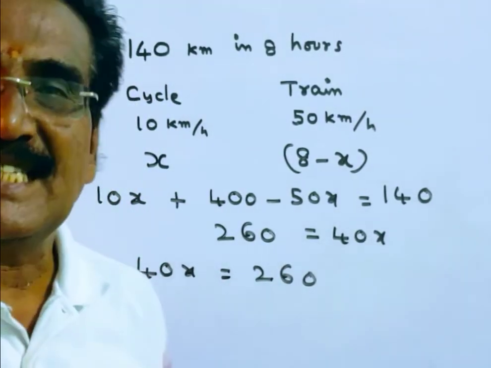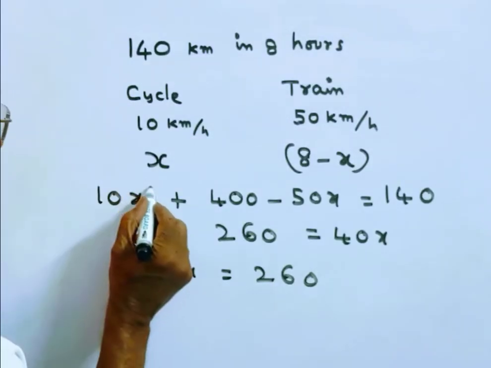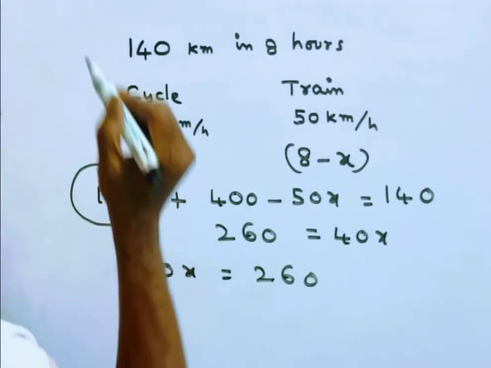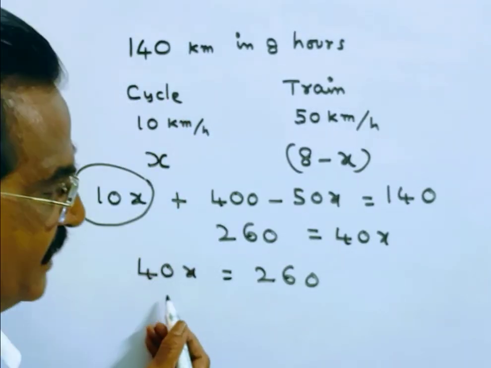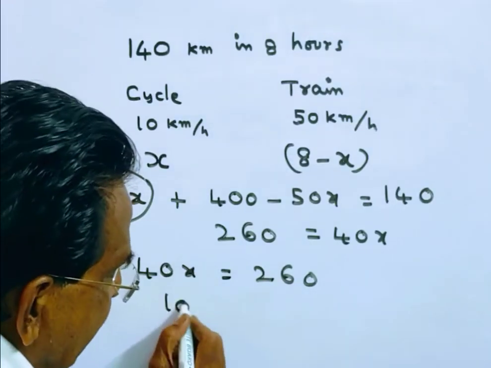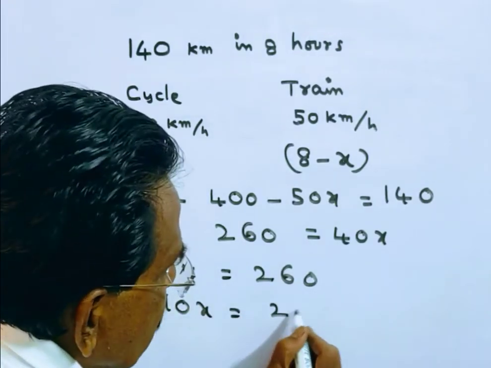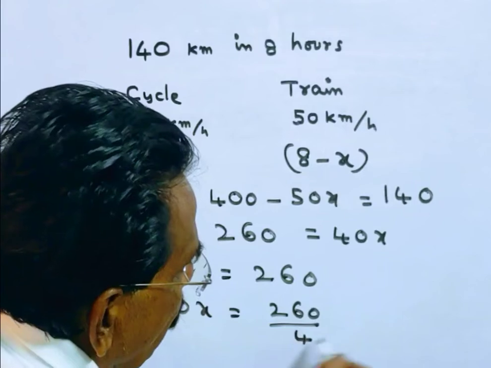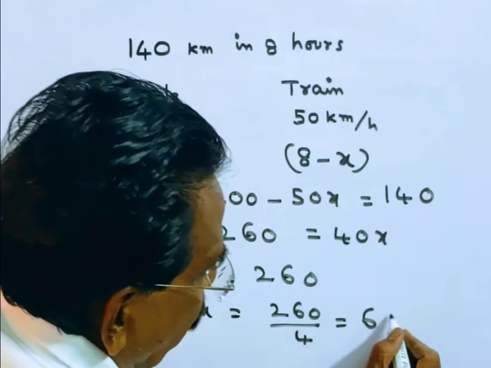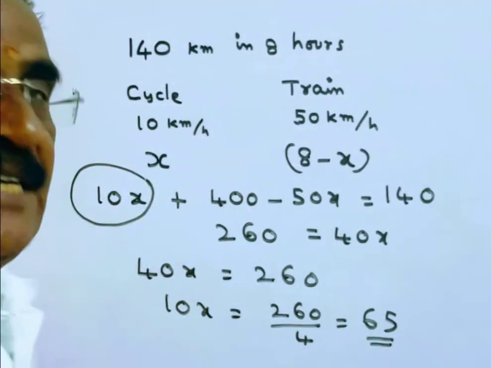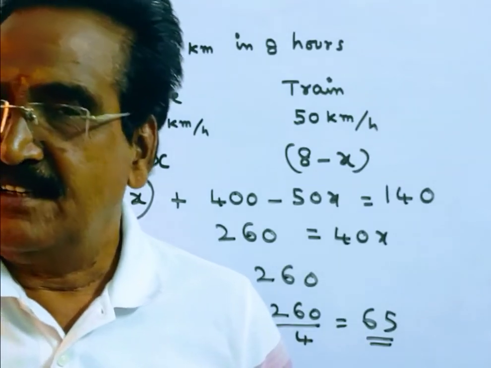Friends, we want the distance traveled by cycle. Distance traveled by the cycle is 10x. 40x is equal to 260, so 10x is equal to 260 by 4. 4 6s are 24, 4 5s are 20. 65 kilometers is our answer, friends. Thank you.